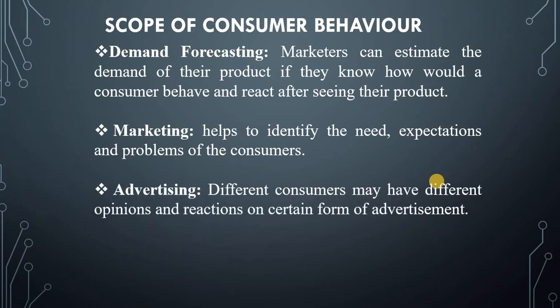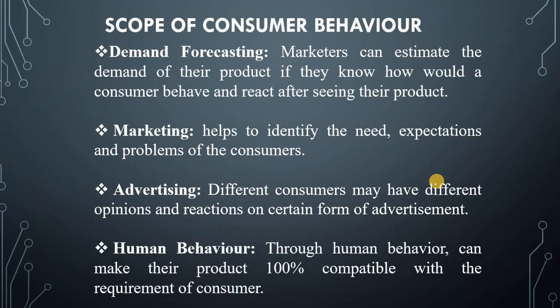Then advertising. See, different consumers may have different opinions. It's not the same opinion about the product. Some may like it, some may like it more, some may like it less. We do not know. And also the reactions to certain forms of advertisement. So through consumer behavior, the advertising pattern also can be easily chalked out. What type of advertisement is required to promote the product can be known only when we study consumer behavior. Then human behavior. Through human behavior, we can make the product 100% compatible with the requirements of consumers.